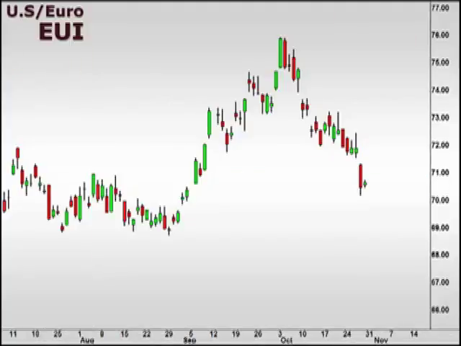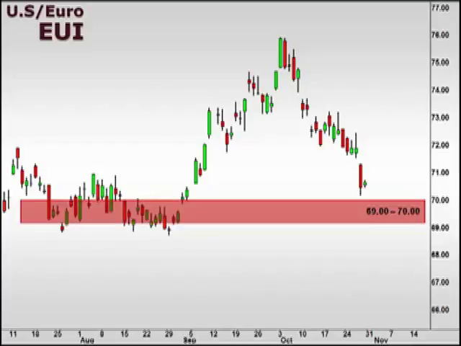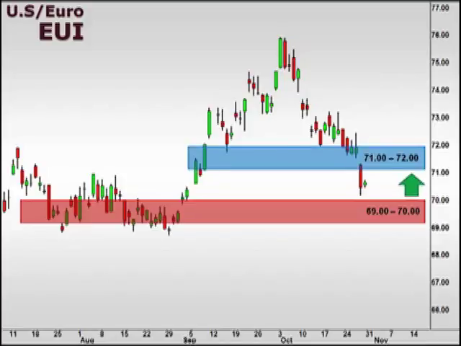Next up, the EUI, the US dollar versus the euro. Well, the EUI closed last week just shy of the 69.70 support level. We may see a follow through deeper and lower into the support. However, after such a drop, we do anticipate a bounce that would have us targeting 71.72.